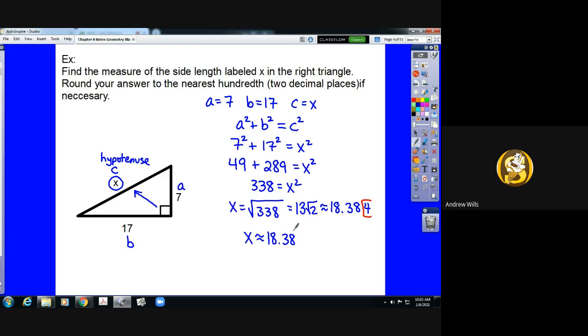And then we just need units. There are no units listed. So what do we write for our units? Nothing listed there. That's correct. We just write the word units. We don't know what units, but we know we're supposed to have units. So our answer should be 18.38 units.